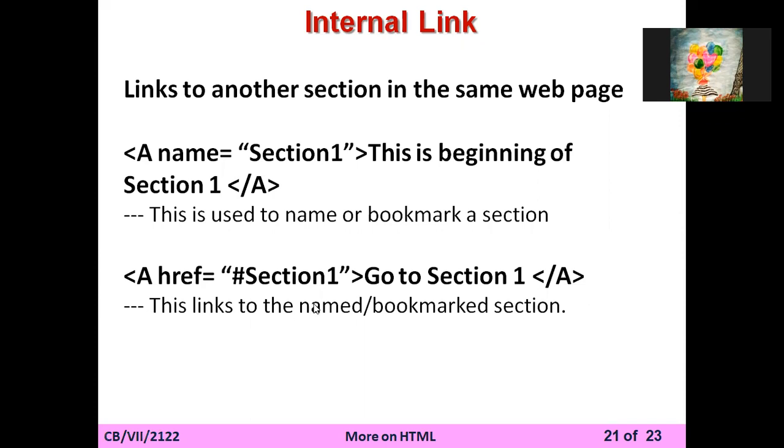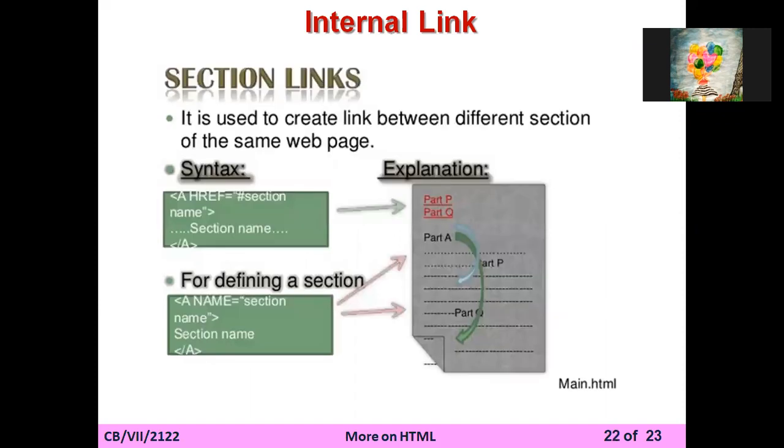This links to the named bookmark section. Whenever you see the output, whenever you see the practical, you will be able to understand what I want to say. Why do we use it? It is used to create a link between different sections of the same web page. There are two different paragraphs. If you want to connect them with each other, then you have to use the internal link. Here you can see an explanation.